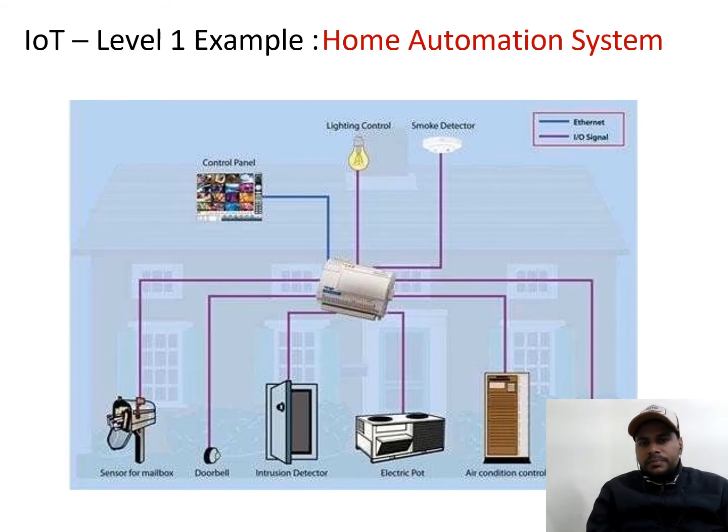IoT level 1 example is home automation system. In home automation system, various lighting controls, smoke detectors, control panels, electric pot, intrusion detector, doorbell sensor, mailbox, air condition control. These are all connected with the help of our IoT panel, through which we can share the data and connect with real-time information sharing.